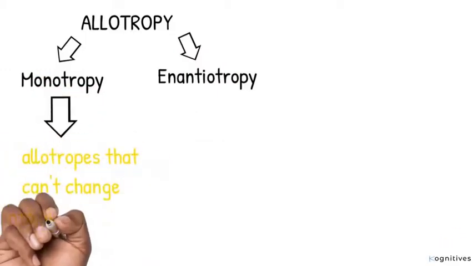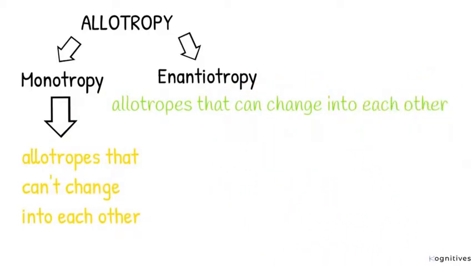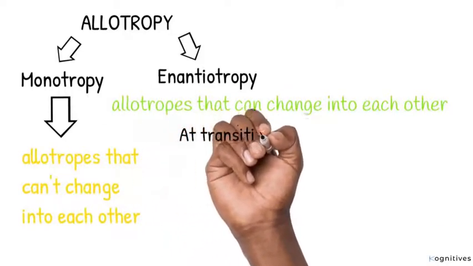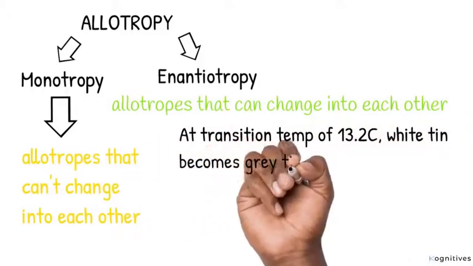Monotropes are allotropes that cannot change into each other. For example, there is no way that graphite can change into diamond or diamond into graphite. If not, we would all have been very rich. Enantiotropes are allotropes that can change into each other at a particular transition temperature. Tin exhibits enantiotropy because at the transition temperature of 13.2 degrees, white tin will become grey tin.